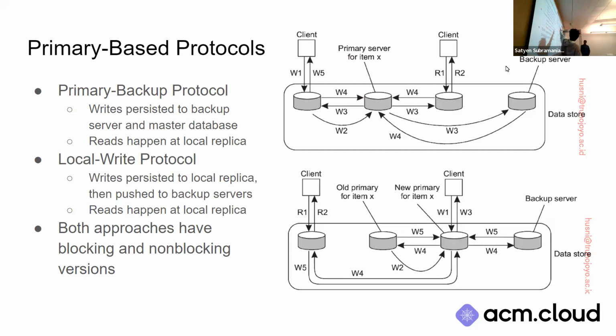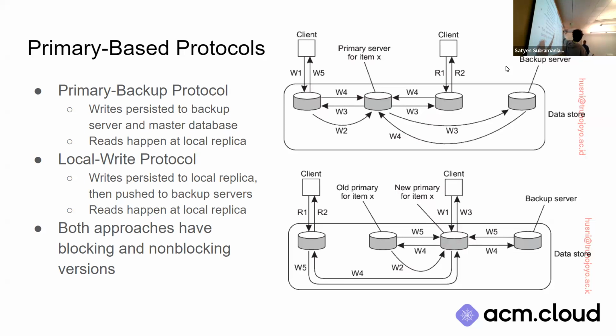So in this picture, this is a primary based protocol, or primary backup protocol. What do you think is happening here? It's ordered W1, 2, 3, 4. Let's go step by step. For W1, the client is sending a message to its own local replica. What do you think this message is, Michael? It's a write. Yes, it's just a write request, sent to its local replica. Now for step 2, it's sending from its local replica to the primary server.